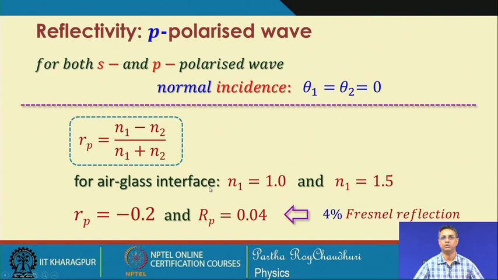This reminds you of an interesting consequence: for an air glass interface we usually quote a Fresnel reflection of 4%. This can be quickly made out from here. If you put n 1 equal to 1.0 for the air refractive index and for glass, that is n 2 equal to 1.5, then r p will be equal to minus 0.2, just substitute here, and then the reflectivity will be 0.04, that is 4% Fresnel reflection.